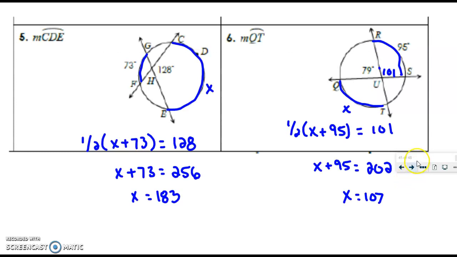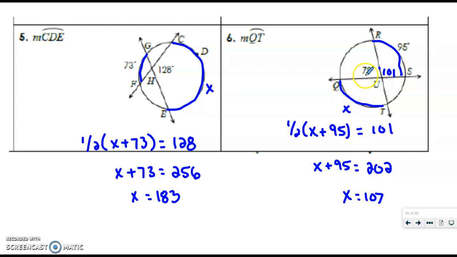All right, guys, so welcome back. Hopefully, when you looked at this one, it was similar to number 4, in which I know one arc and one angle, and I'm trying to figure out what CDE is. So I'm going to make that X. I know half of the sum of those two arcs is going to equal 128. When I solved for X, I got it to be 183.